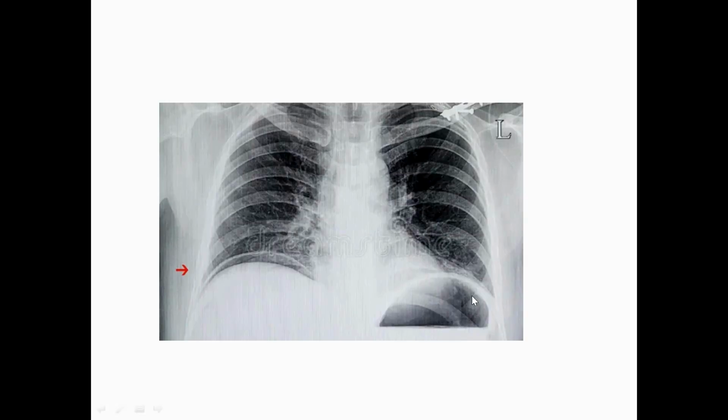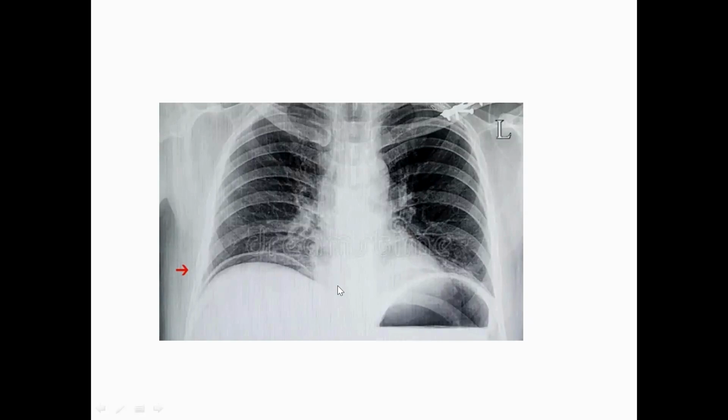Here is the normal gas shadow. So how are we going to distinguish between both? If you look here, a thin line separates the gas in the lung from the free gas under the diaphragm. Here, on the left side, a thick wall separates the gas in the lung from the gas shadow. So this is one sign.